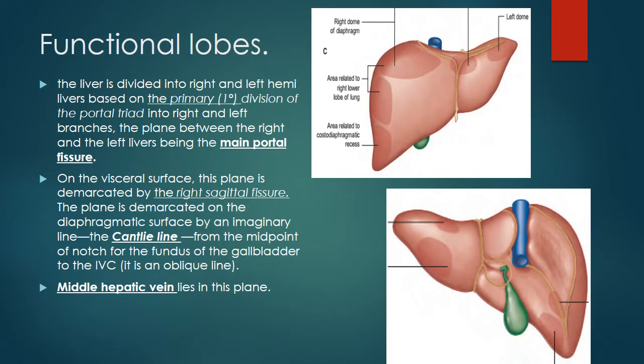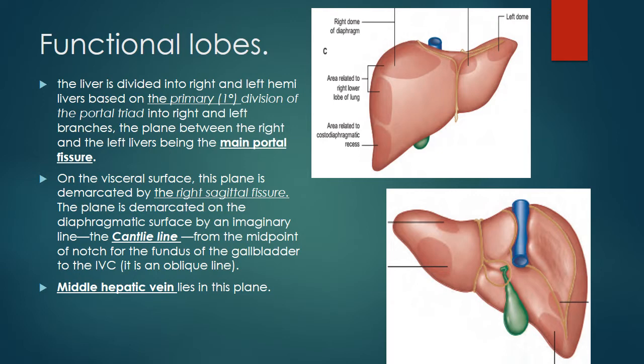As I have told you, the liver is divided into functional lobes by the division of the portal triad, mainly the portal vein. So the liver is divided into right and left hemilivers. Why do we call them hemilivers? Because the functional right and left lobes are almost equal in size, and this division is based on primary division. When the portal triad divides into right and left branches, that is called primary division, and it divides the liver into right and left lobes.